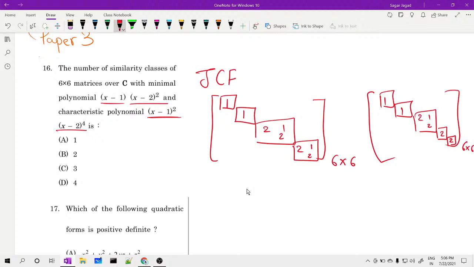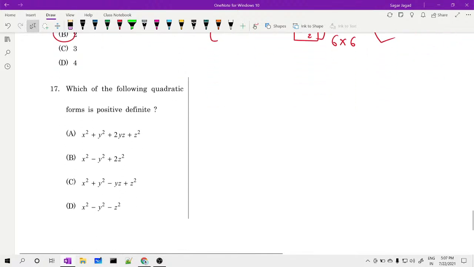So the number of similar classes of 6 cross 6 matrices over C with this and this, both will be satisfied, right? Based on this, yeah, both are satisfied. I think option B is correct, but still, once I complete this paper, we are going to work on the number of similar classes of matrices. We'll search this on the internet and see what feasible answers are possible.